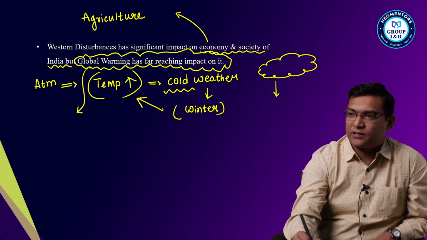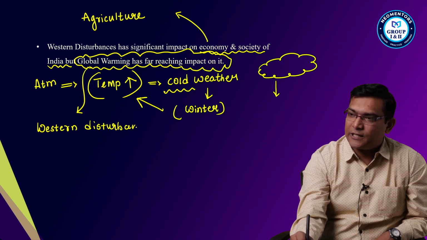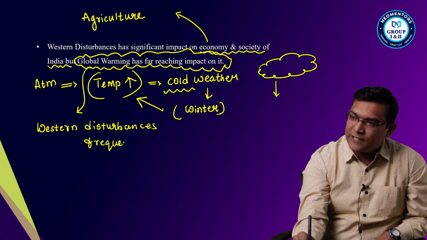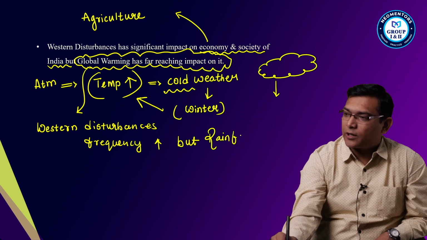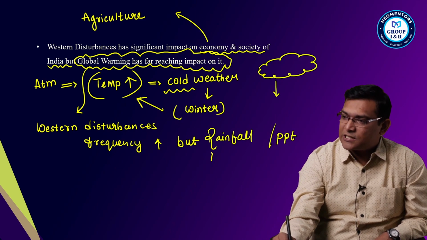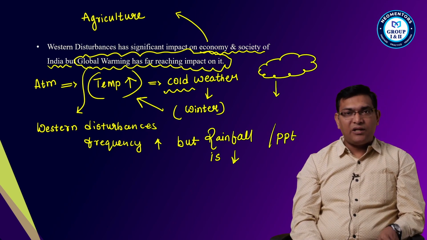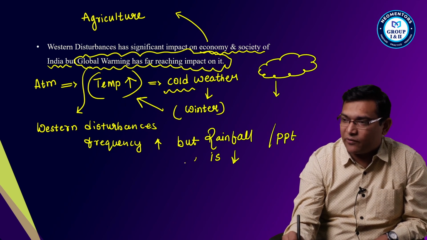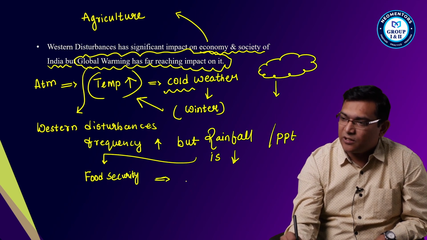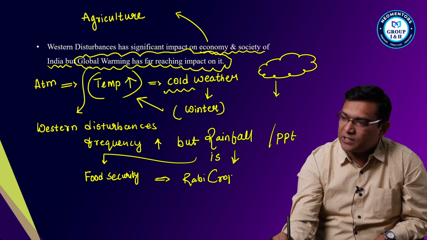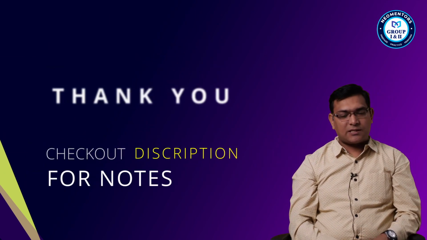Because of global warming, the frequency of western disturbances is increasing, but the rainfall or amount of precipitation is decreasing. That is the meaning. So because of global warming, the frequency increases but the rains do not come, which has far-reaching impacts on our food security also. Why? Rabi crops will fail; in the cropping season crops will fail. So that is the meaning of western disturbances. Thank you one and all.